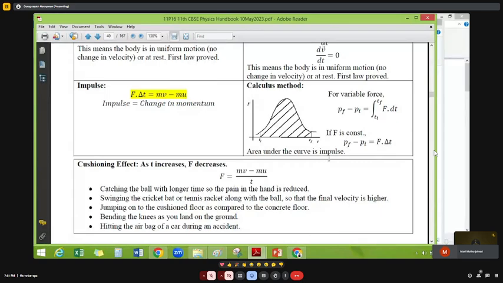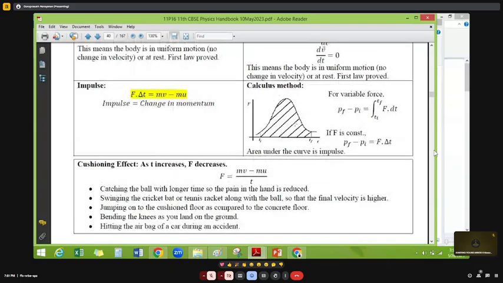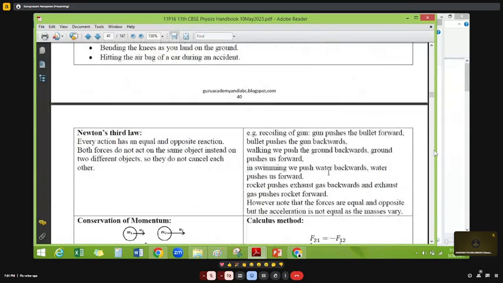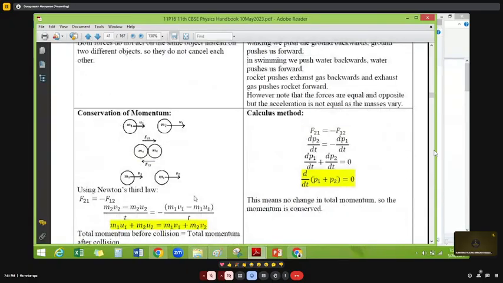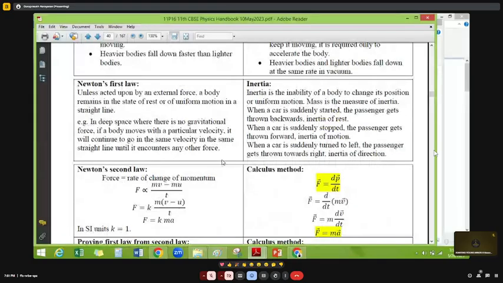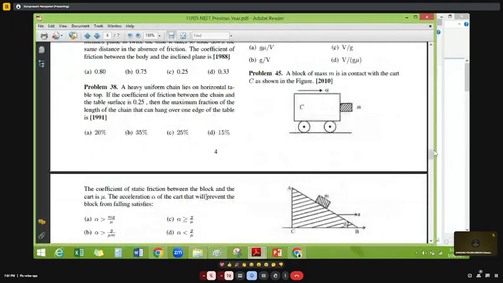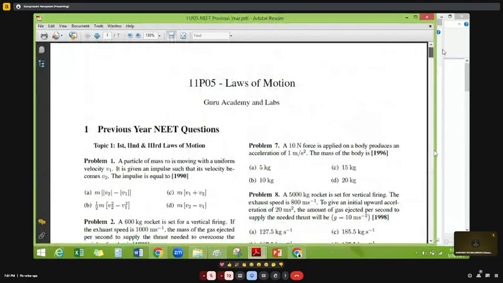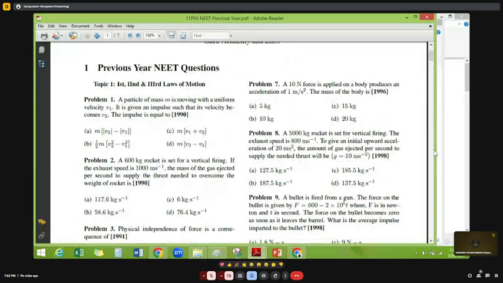Okay, so we'll do some problems. I'm sure you will get the idea, and if you already have some idea, definitely it will be easy. And then these things are coming later. For today's problems, mostly you will get questions based on impulse, first law and second law. As usual, you know where to find the past paper questions on the website, Guru Academy and Labs. You can go there and get the questions.